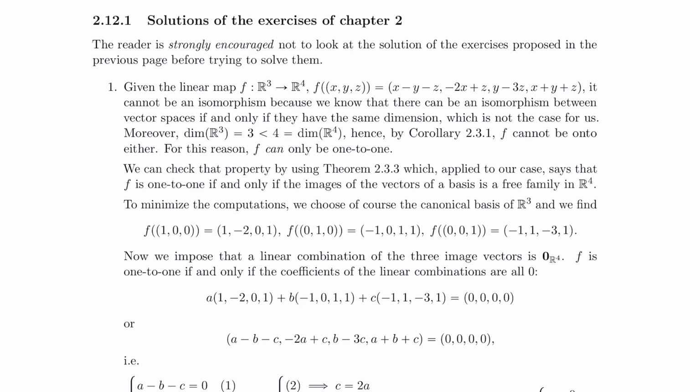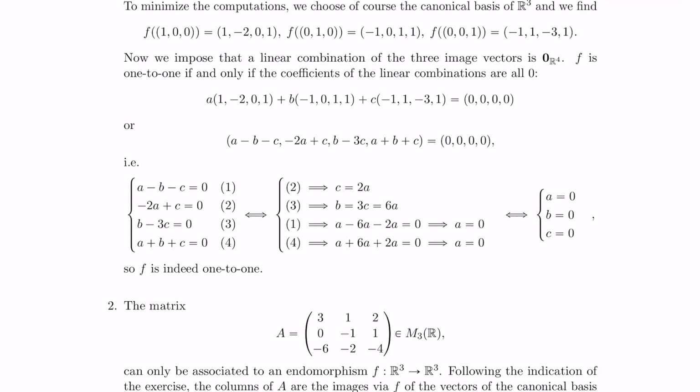If we apply the linear map f to the 3 vectors of the canonical basis of R3, we obtain these 3 vectors here. As we have seen several times, in order to check if these vectors are linearly independent in R4, we have to perform a generic linear combination of them, and we have to impose that this linear combination is the null vector of R4. If the vector equation that we obtain is satisfied only for 0 coefficients of the linear combination a, b, and c, then the vectors are linearly independent.